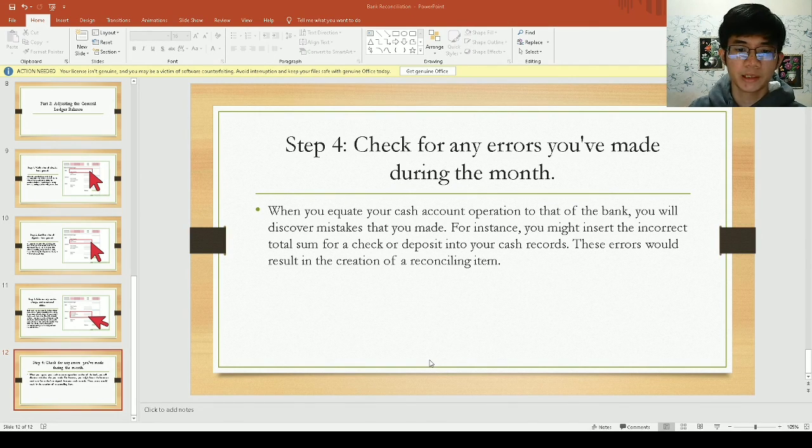Okay, this will be the last step on how to make the bank reconciliation statement. And since this is the last step, it means that we are done.